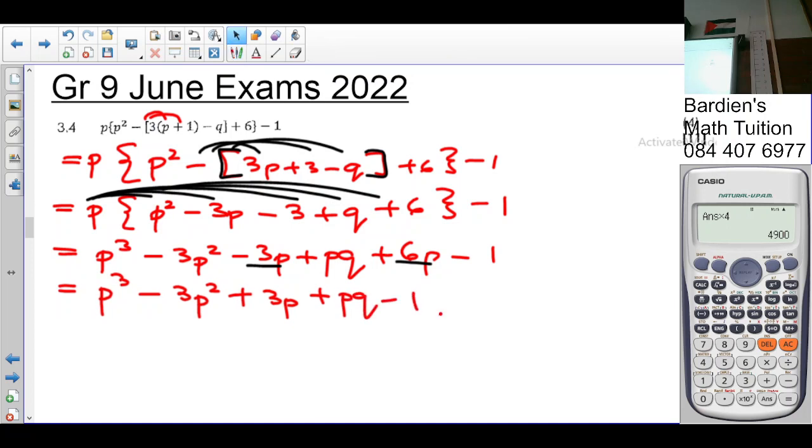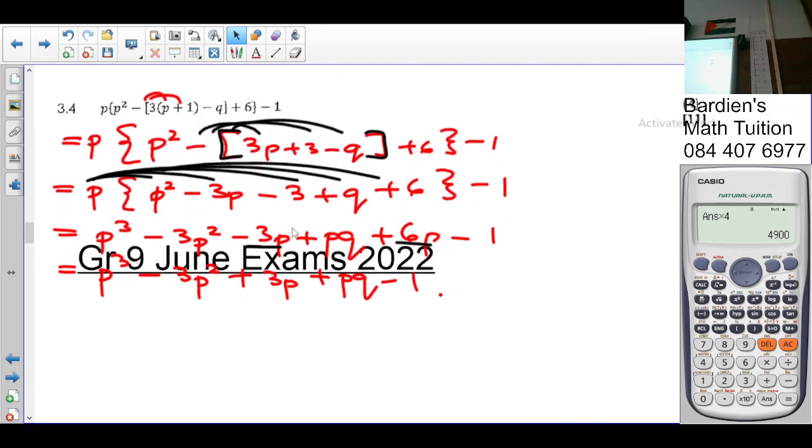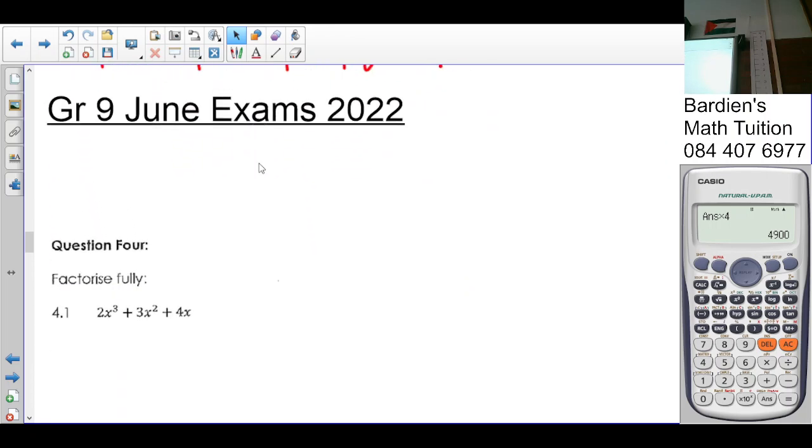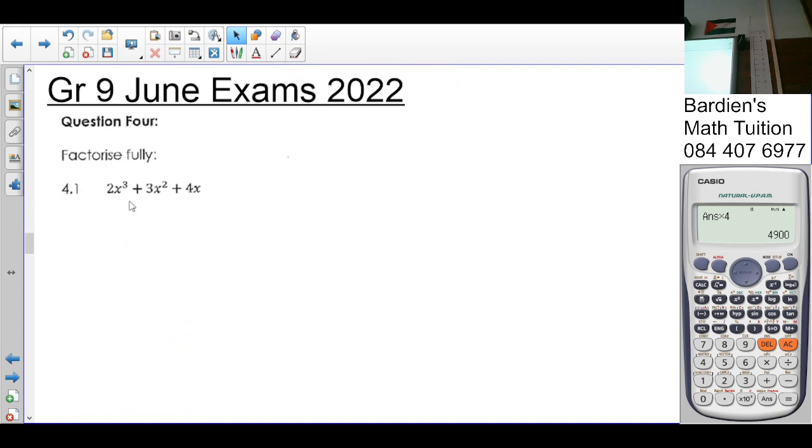Okay, good, 4 marks there. Question 4. The question says factorize. Factorize fully. So what is common here? x. I'm then left with 2x squared plus 3x plus 4. That gets you 2 marks.